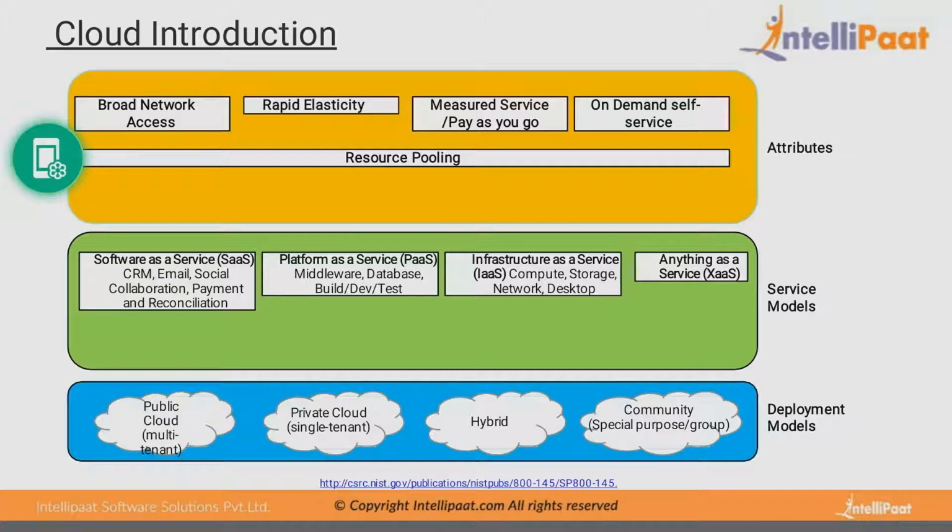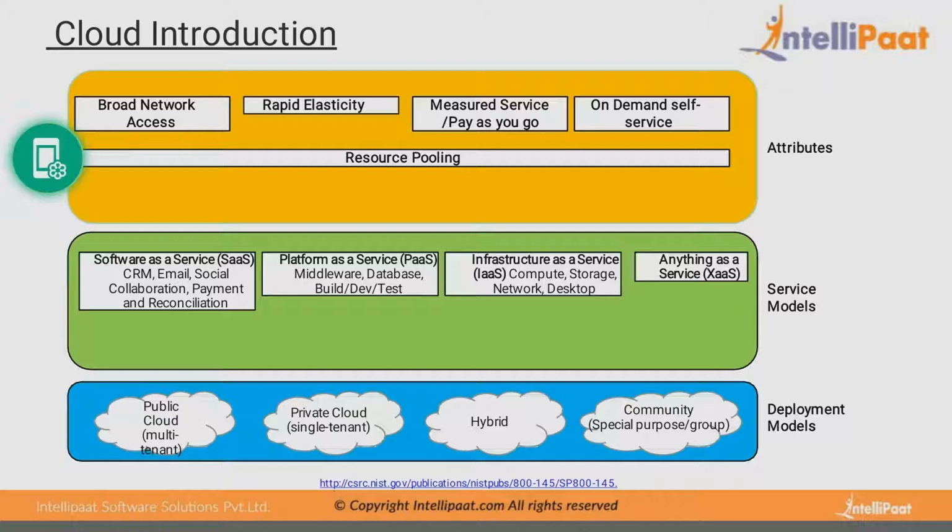Anything as a service means, apart from all these, if anything else comes in, that is anything as a service. Nowadays so many things are coming up and they are combining them. So apart from software as a service, platform as a service, or infrastructure as a service, anything else that comes up on top of that is anything as a service.